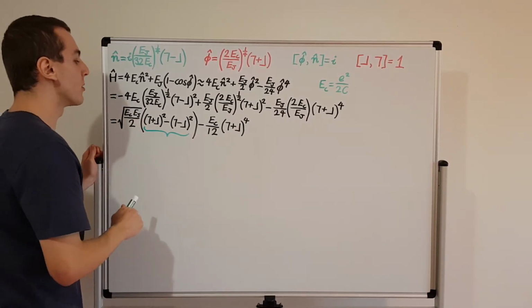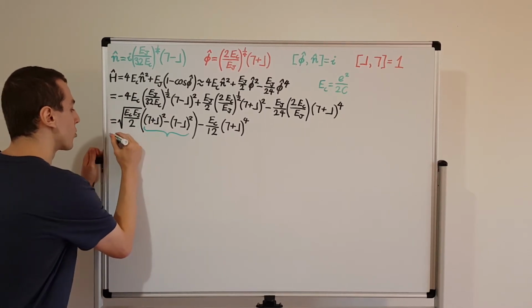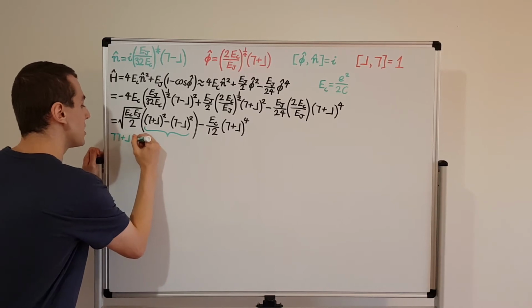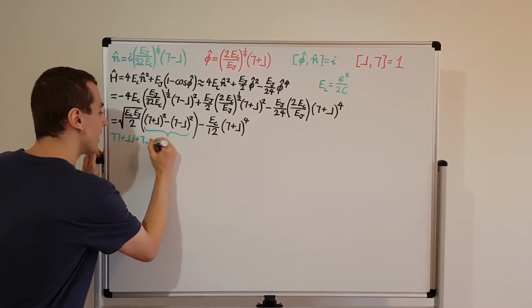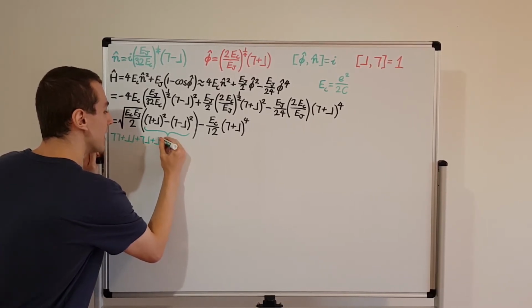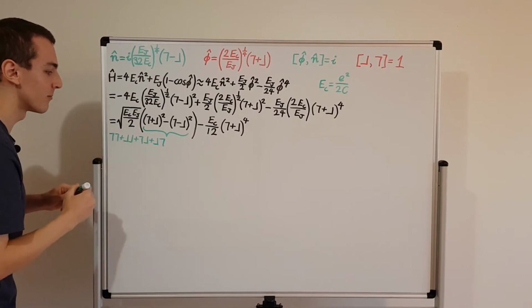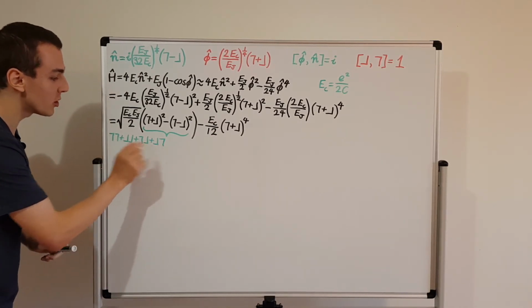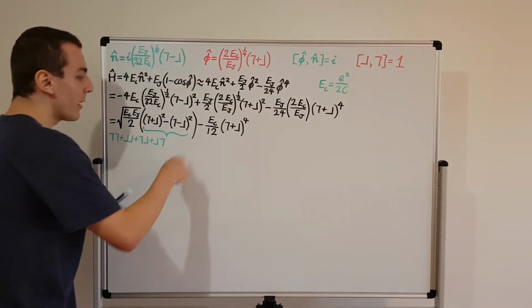What contributions are we going to get? From this term, we're going to get creation, creation, plus annihilation, annihilation, plus creation, annihilation, plus annihilation, creation. So this is all of the 4 combinations that we can get. And these are not the same because we're swapping the order, and the order does matter because these do not commute.